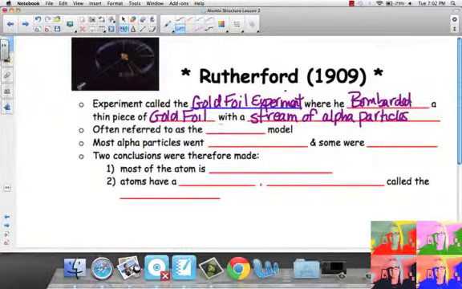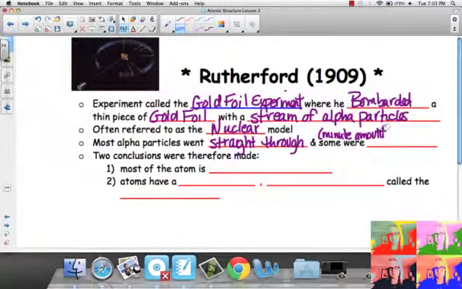And this is often referred to as the nuclear model. Most alpha particles went straight through, and some, I don't even want to say some, a minute amount, because it was so small, were deflected.